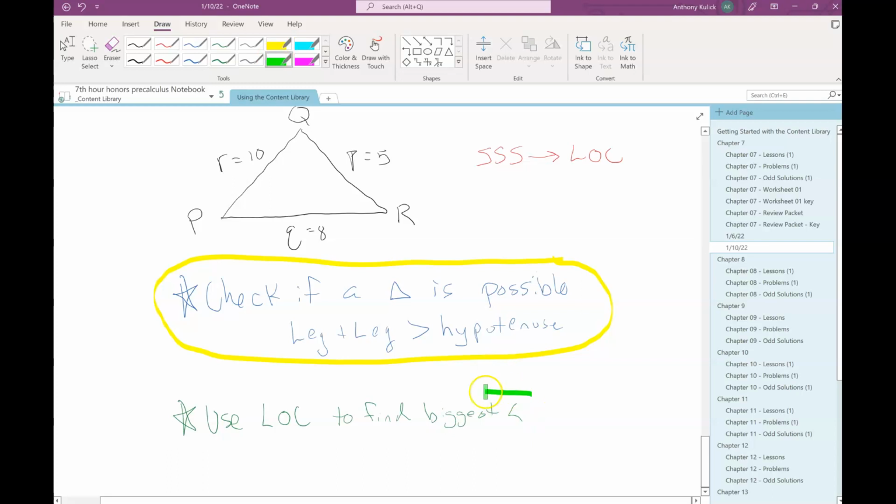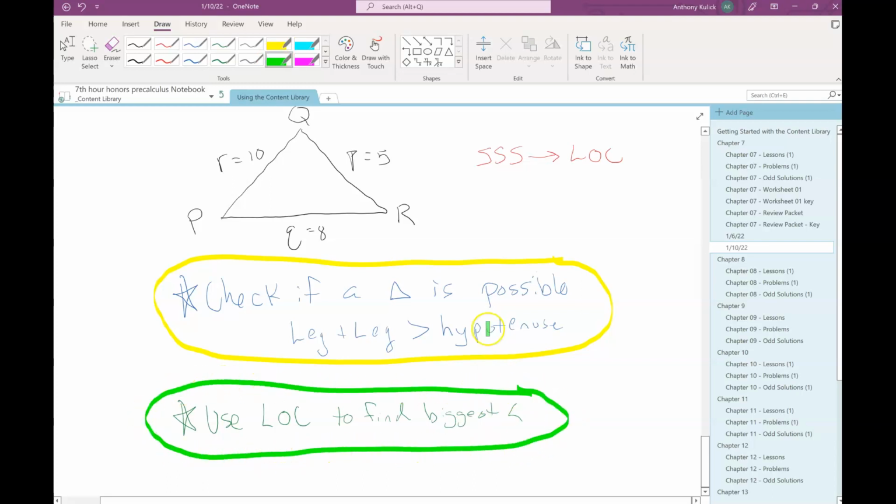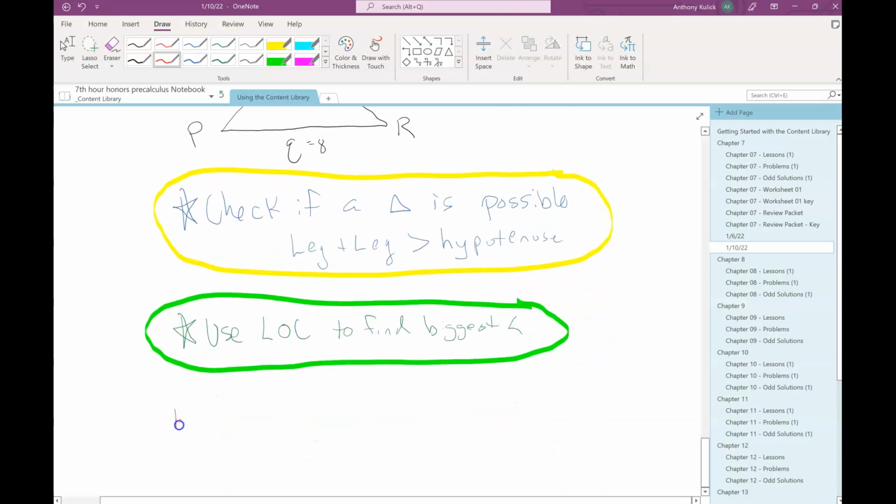And again, we can find the biggest angle the same way that we did before. Obviously, that's got to be angle R, right? Opposite the biggest side. So I'd say R squared is equal to P squared plus Q squared minus 2PQ times cosine angle R. So far, so good with the setup.